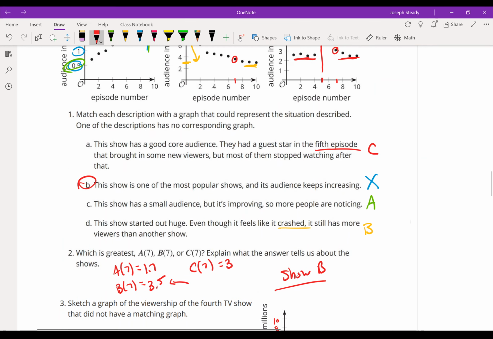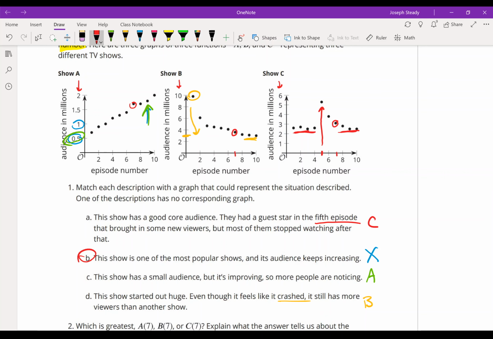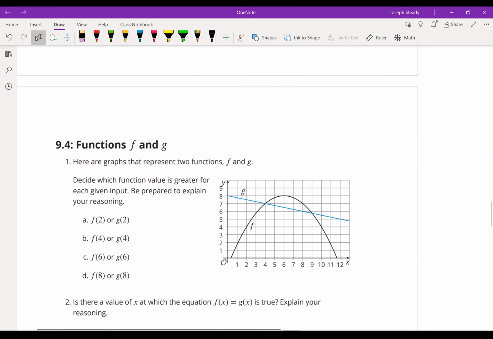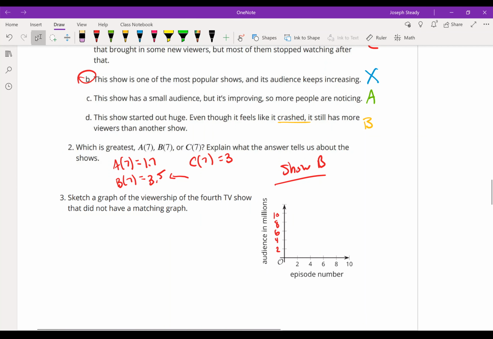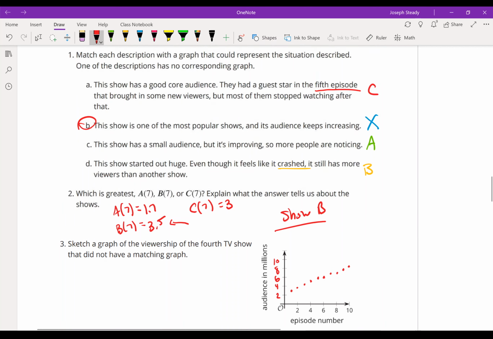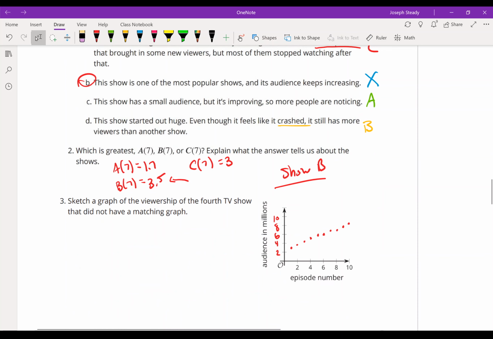And if it's one of the most popular, I don't want it to start out really, really high because it has to go up from there. So I'm going to start it out right around 3 million on episode 1. Sorry about that. 3 million on episode 1. And we'll just kind of go up slowly from there. So episode 3, episode 4. And now we've got our show that through 10 episodes just keeps increasing and is one of the most popular shows.